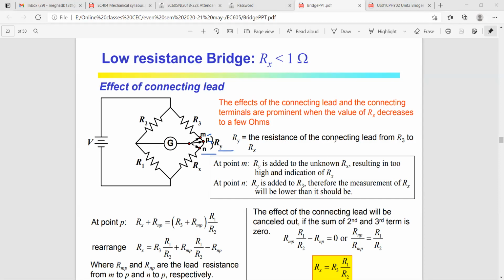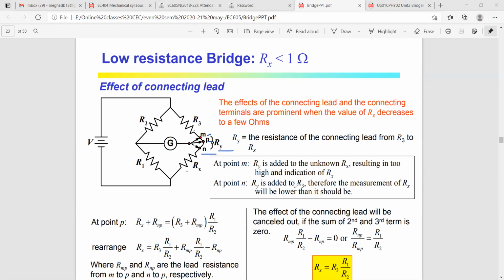Ry is the resistance of the connecting lead from R3 to Rx. So R3 is here and Rx is here, and in between R3 and Rx, Ry is existing. Now at point M, Ry is added to the unknown Rx, resulting in too high an indication of Rx, and at point N, Ry is added to R3, therefore affecting the measurement of Rx.